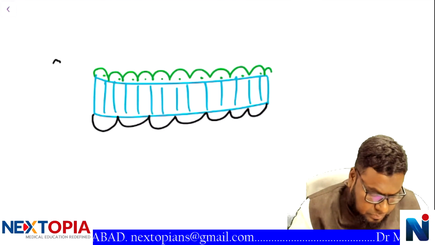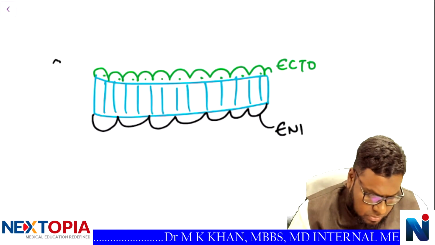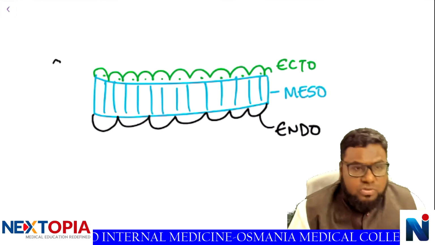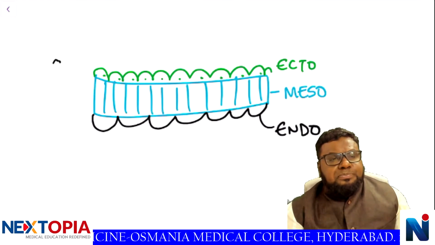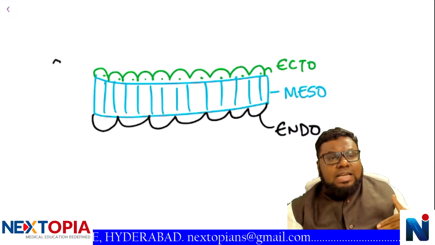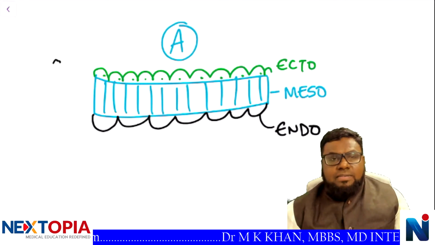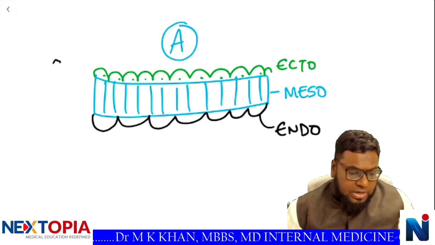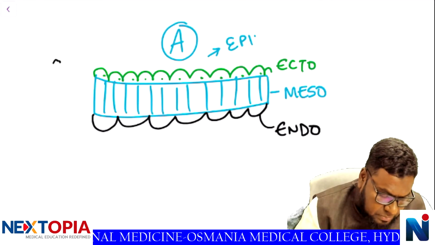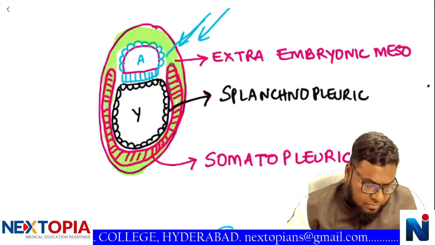All right, ecto, endo and meso. Hope you are able to follow this. What happens is, the circular disc, which is composed of two layers of cells, the upper layer which is towards the amniotic cavity. This upper layer of cells, towards the amniotic cavity, you are calling it as epiblast. This is what I wanted to explain to you in this diagram, which I was unable to.